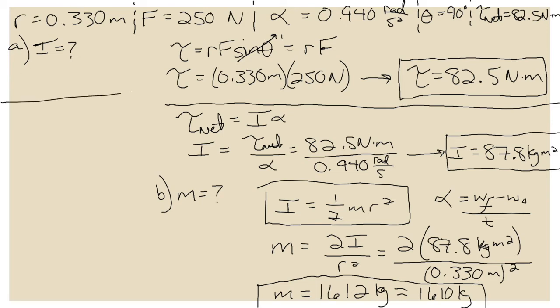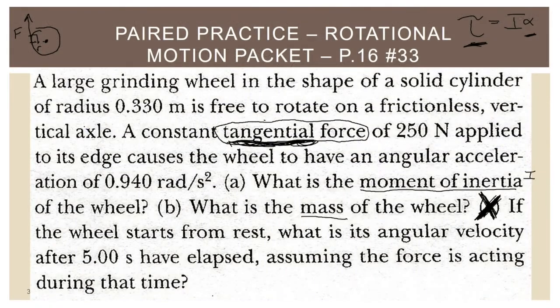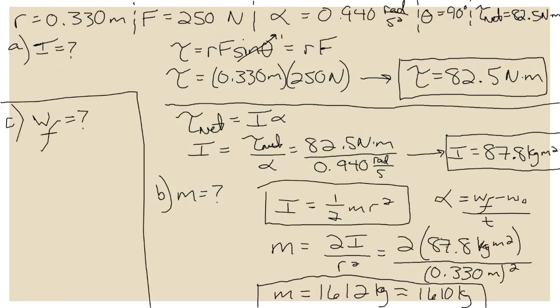Notice this question really was attempting to be that kind of question, from them asking you in part C, what's the omega final if this thing is spinning 5 seconds? If the wheel starts from rest, what is the angular velocity after 5 seconds, assuming the force is acting during the 5 seconds? Well, of course, we know the angular acceleration. And now that they told us the time, the most obvious equation we can use here is omega final equals omega initial plus alpha t.